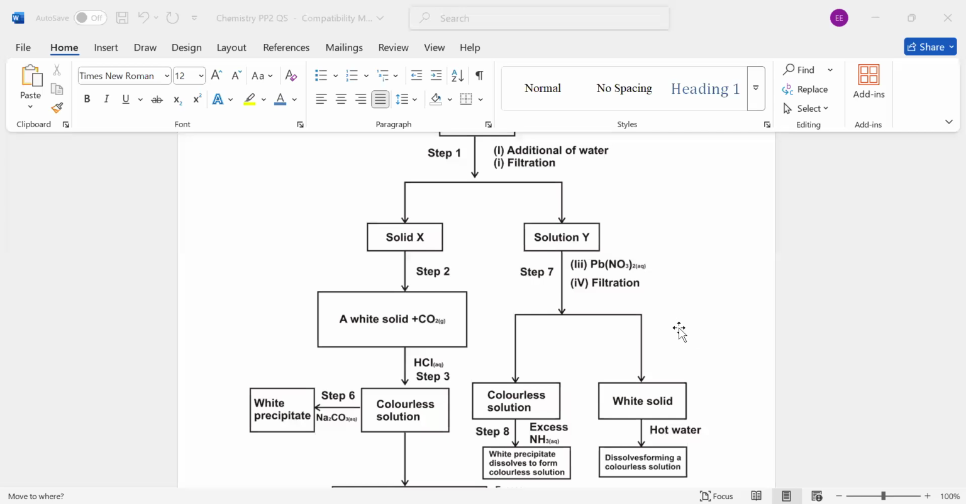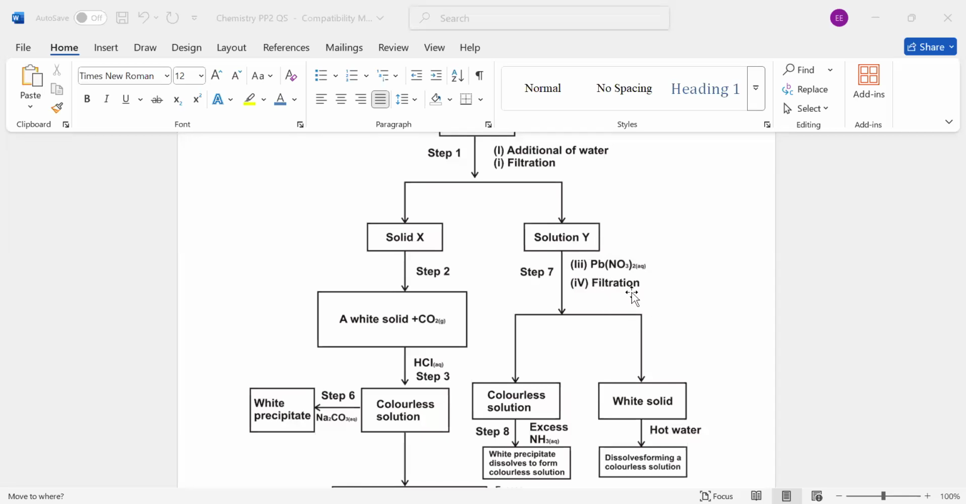Lead sulfate and lead chloride. Very correct. So we do have the lead sulfate. We also have lead chloride, even the carbonate, but then we can have the sulfate and the chloride here. So it simply means that at solution Y here, we can either have a sulfate as an ion or a chloride as an ion. Let's proceed and see.